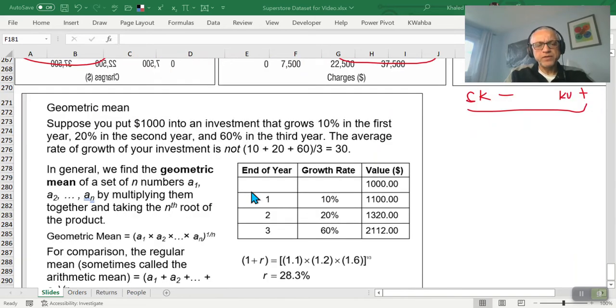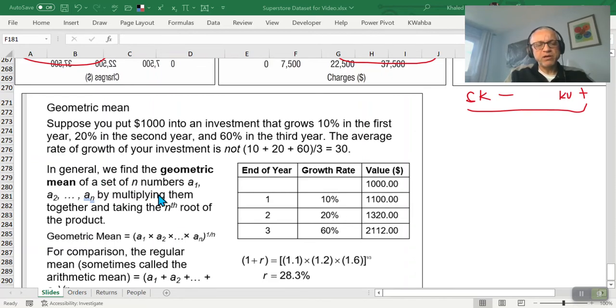You need to know the difference in terms of calculation. Suppose you put 1,000 into an investment that grows 10% in the first year, 20% in the second year, and 60% in the third year. The average rate of growth of your investment is not (10 plus 20 plus 60) divided by 3. It's not anywhere near 30, because that's wrong. In this case, we calculate it with the geometric mean.